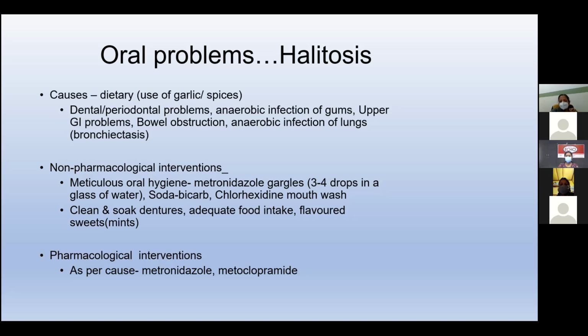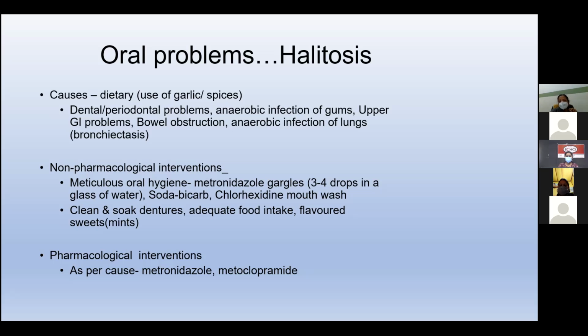You can also use soda bicarb and chlorhexidine mouthwash. Many times patients do feel some irritation or burning effect because of the commercial mouthwash. So when we are prescribing it, always ask whether the patient is getting such feelings or not. And of course, the normal saline mouthwash is also good.